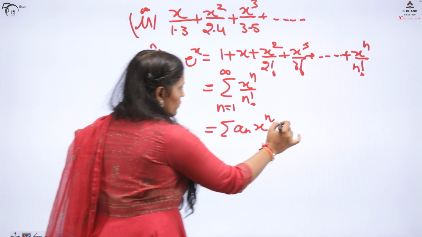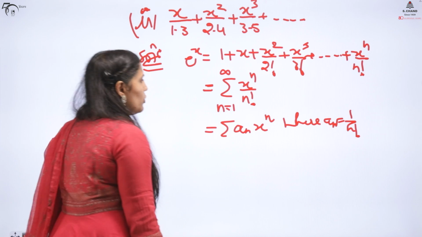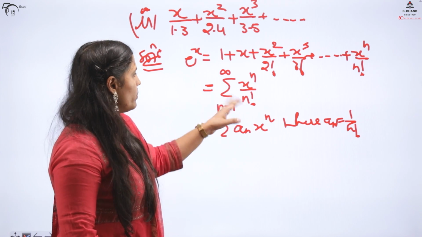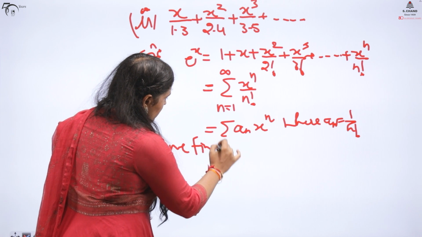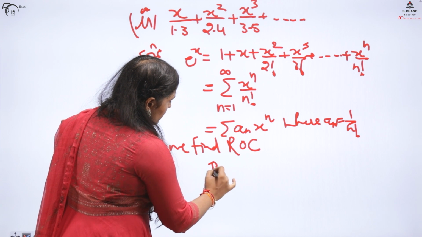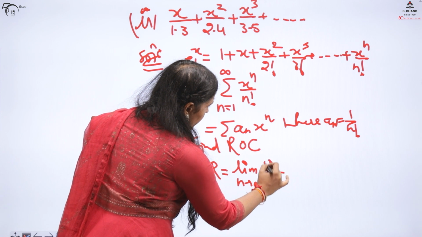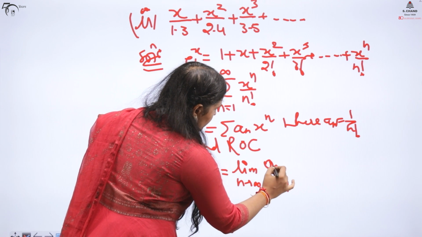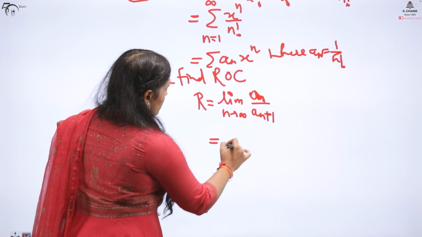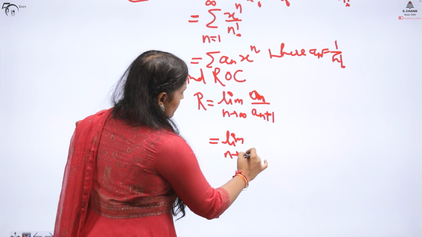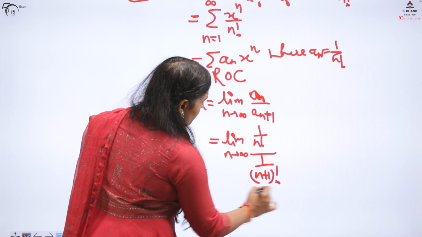It means I can compare it like this. So what is an? Where an is 1 upon n factorial. Which formula should I apply? Not the power formula, because there is no power in the nth term. So we find the radius of convergence, that is ROC, and the formula we will be using is an upon an plus 1. My an is 1 upon n factorial. What is my an plus 1? Obviously replace n by n plus 1 factorial.